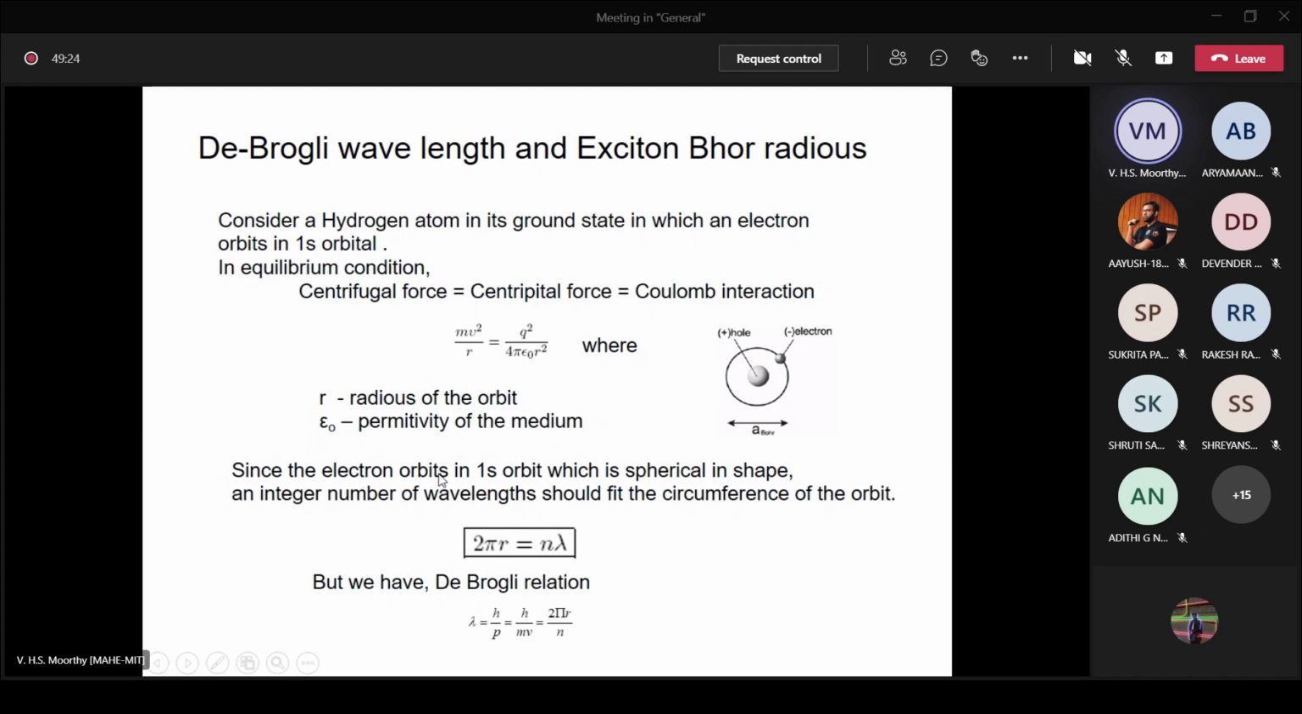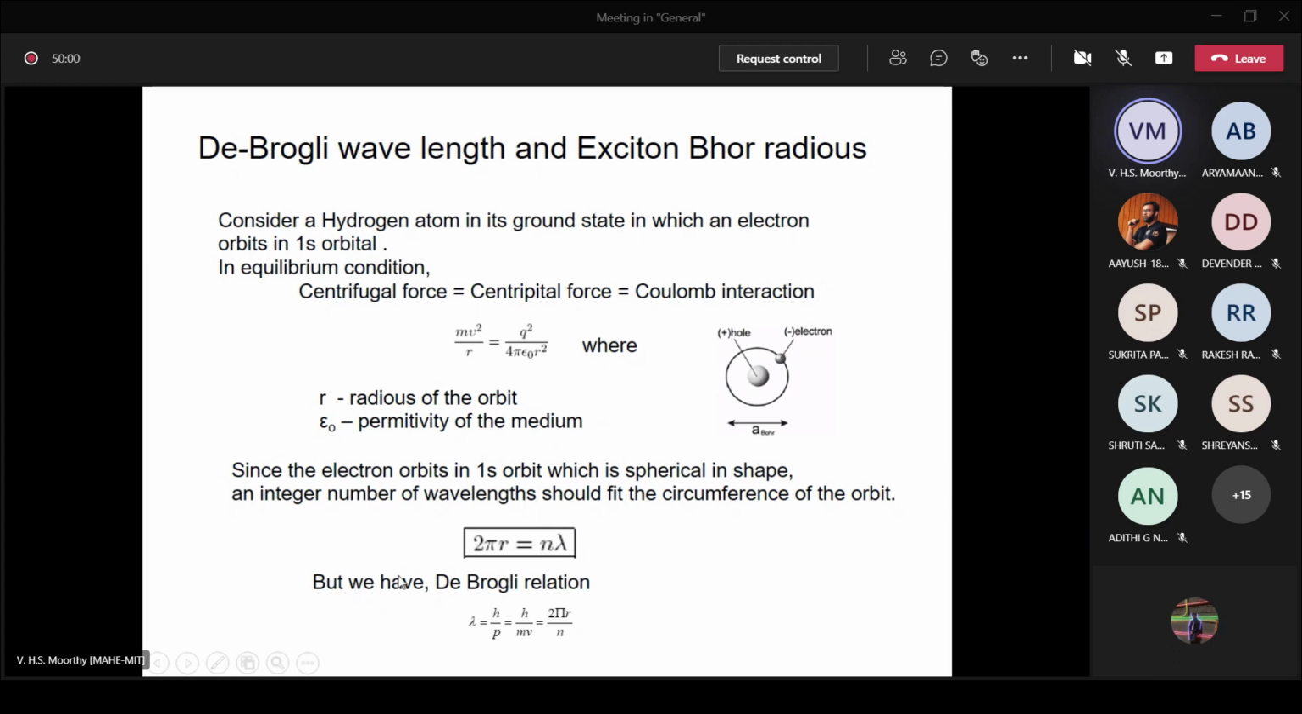Since the electron orbit is the 1s orbital, which is spherical in shape, an integer number of wavelengths should fit in the circumference. So how many wavelengths will be there? Integer wavelengths of the circumference. The circumference of the 1s orbital is 2 pi r, equal to n lambda, where n is an integer number. What is lambda here? Lambda is the wavelength of the electron.